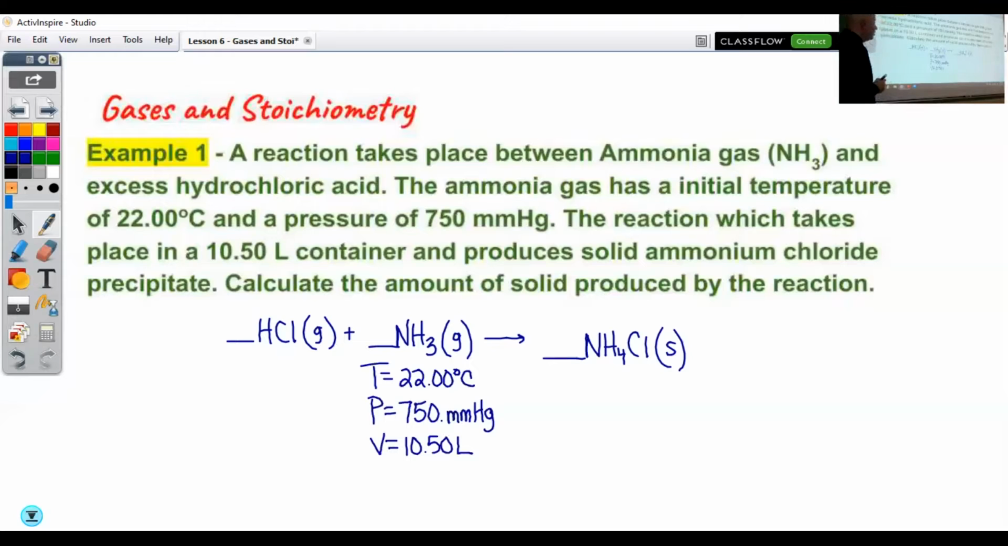And produces solid ammonium chloride precipitate. Calculate the amount of solid produced by the reaction. Notice in this case that they tell us up here in the problem that we have an excess of hydrochloric acid. So this is not a limiting reagent problem. The amount of ammonium chloride that we produce is going to be based just on the amount of ammonia that we started with.